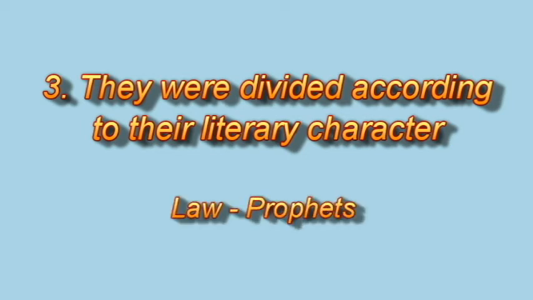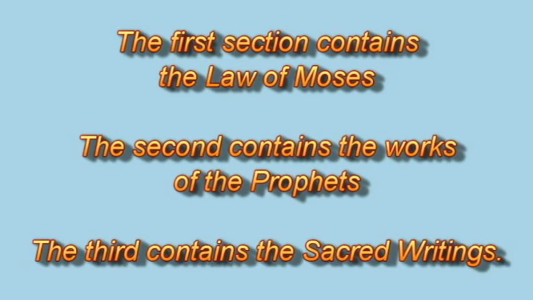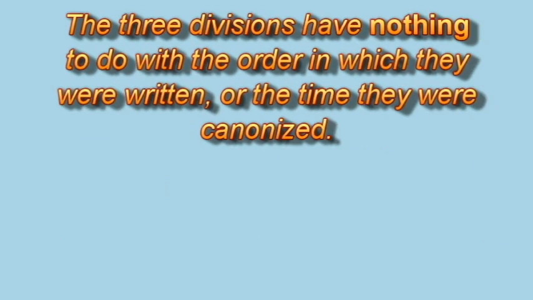The best answer seems to be the 3rd theory, that the books were divided according to their literary character: Law, Prophets, and Writings. The 1st section contains the Law of Moses, the 2nd contains the works of the prophets, while the 3rd contains the Sacred Writings. According to this theory, the 3 divisions have nothing to do with the order in which they were written, or the time they were canonized.